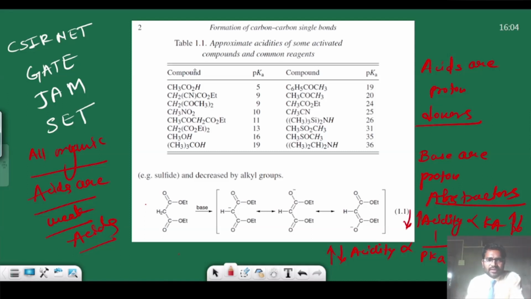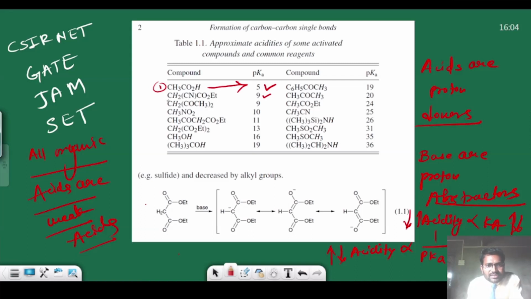Here they have mentioned some acids and some compounds, and along with the compounds they have mentioned their pKa values. The first one is acetic acid, having pKa value 5. As the pKa value decreases, acidity increases. Here the pKa value is 5, which means this is more acidic than the next compound.